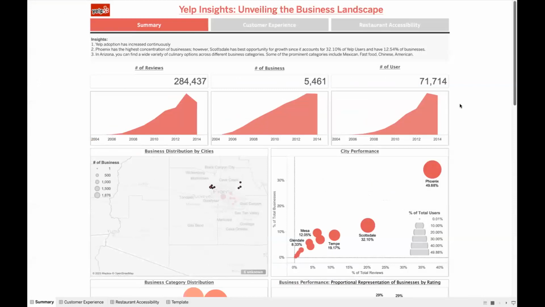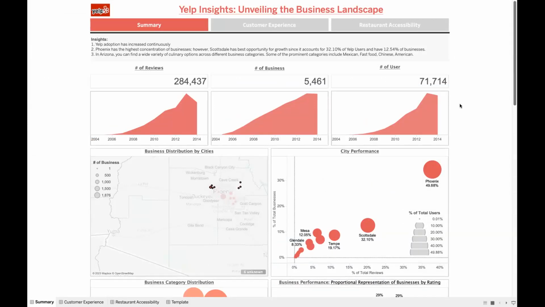Yes, so looking at the visualization for our database, we are using the data for Arizona state because the Yelp data set was really huge and Arizona has the most number of businesses and also the most number of reviewers are from Arizona. So we thought, let's take a subset of our data set, and that's why we chose Arizona.